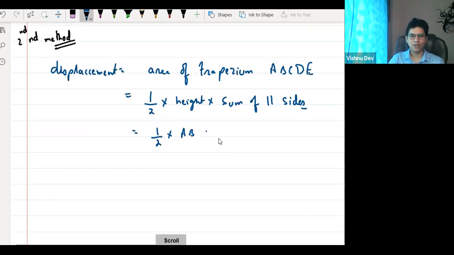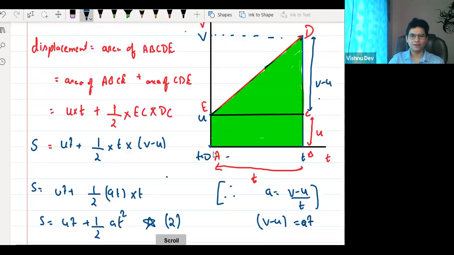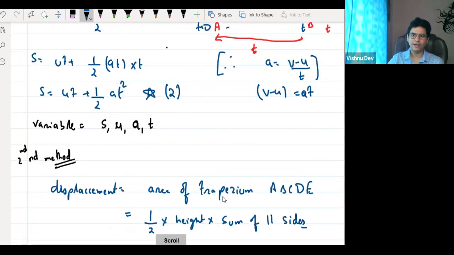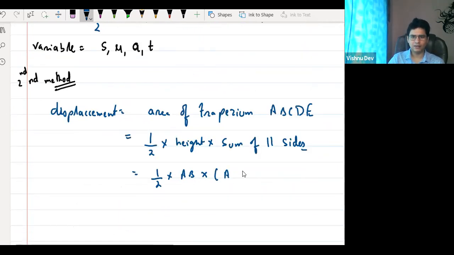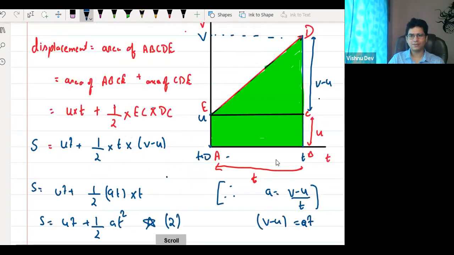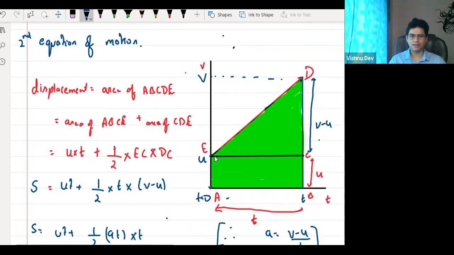Into sum of parallel sides. So what will the sum be, sir? AE plus BD. Yes? AE plus BD. Step by step, everyone look. What are the parallel sides, sir? AE plus BD. Yes or no? So what is AE? Sir, AE is U. Okay, AE is U. What is BD? BD is V. What is AB? AB is T.